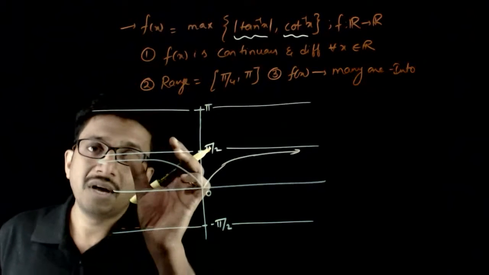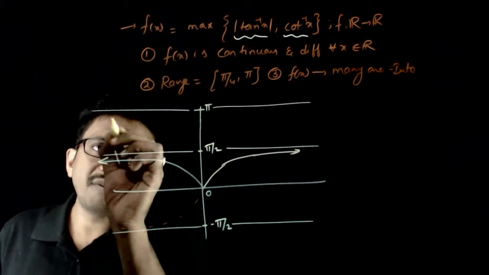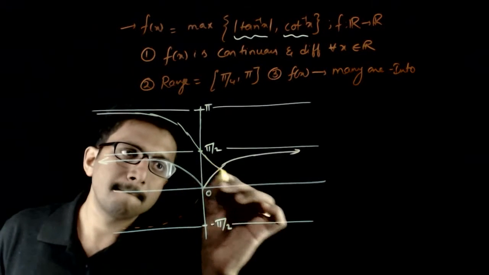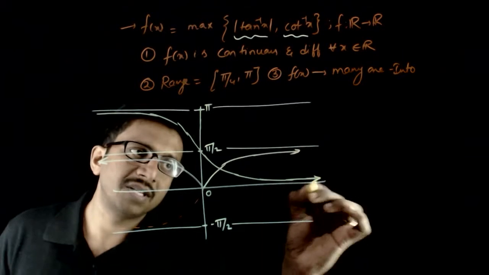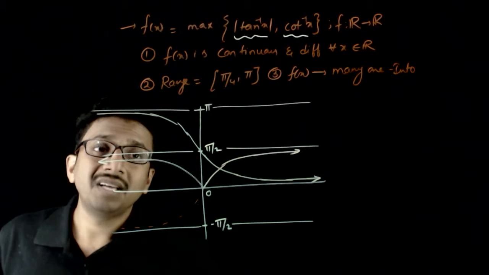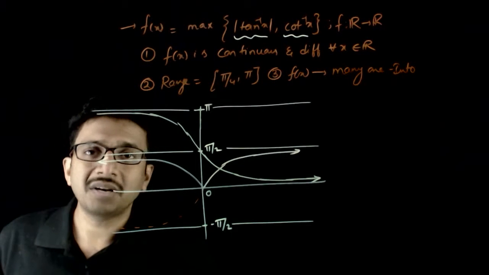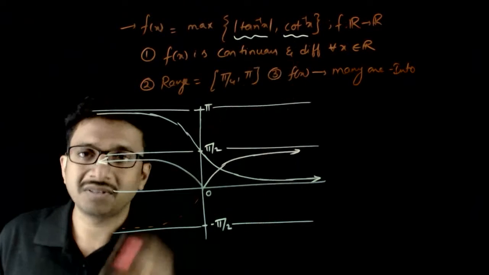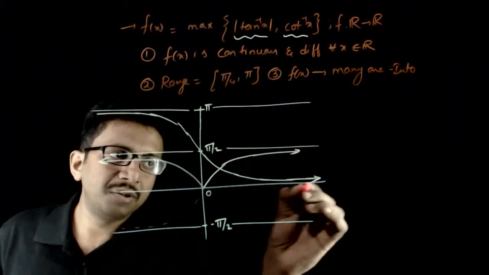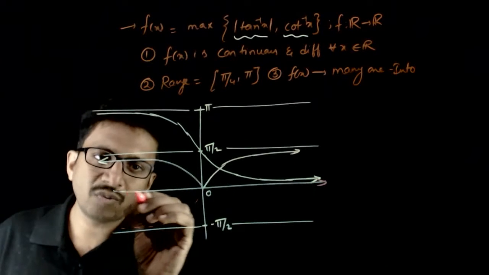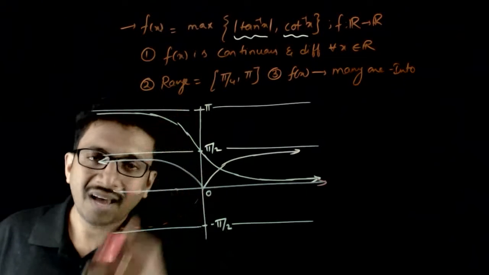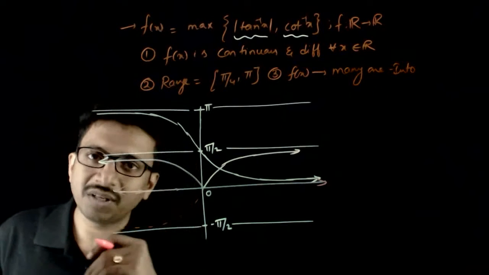And how does the graph of cot inverse x look like? The graph of cot inverse x looks something like this. Now my curve is neither mod tan inverse x nor cot inverse x. My graph is the maximum of these two. So as you go along x-axis, at each value of x, you just need to select the function which is lying above, because I want the maximum of these two functions.